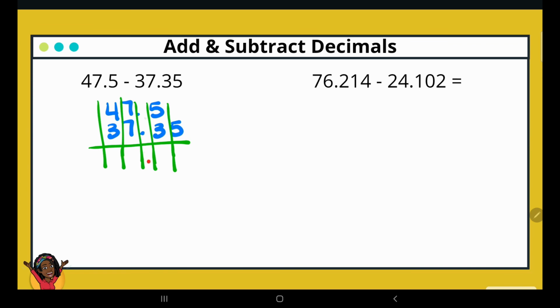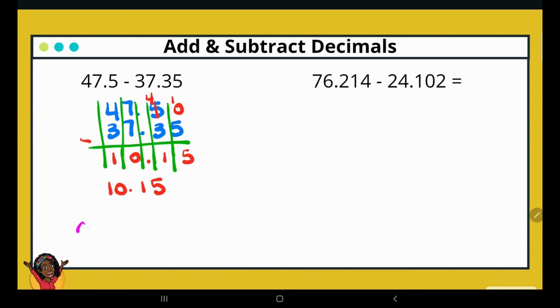So my decimal point is here. Okay, so I put it down below so that they're nicely lined up. I'm going to go ahead and put in a placeholder here, and then we are subtracting. Okay, I cannot take 5 from 0, so I will have to borrow. 5 from 10 is 5. 3 from 4 leaves 1. 7 from 7 leaves 0. And 3 from 4 leaves 1. So here our answer is 10.15.